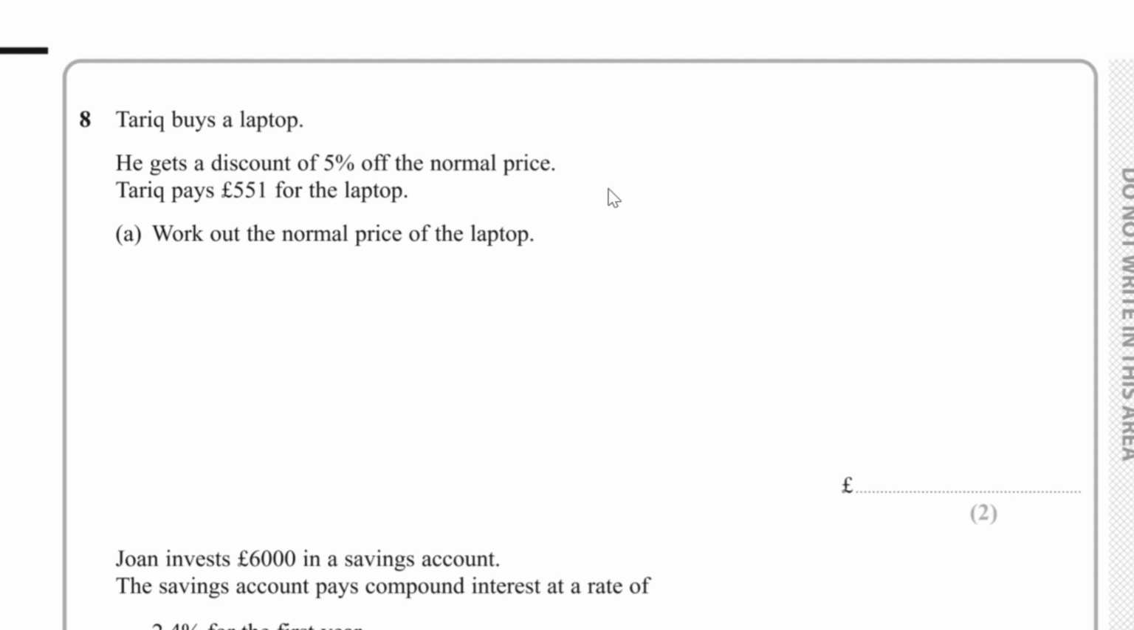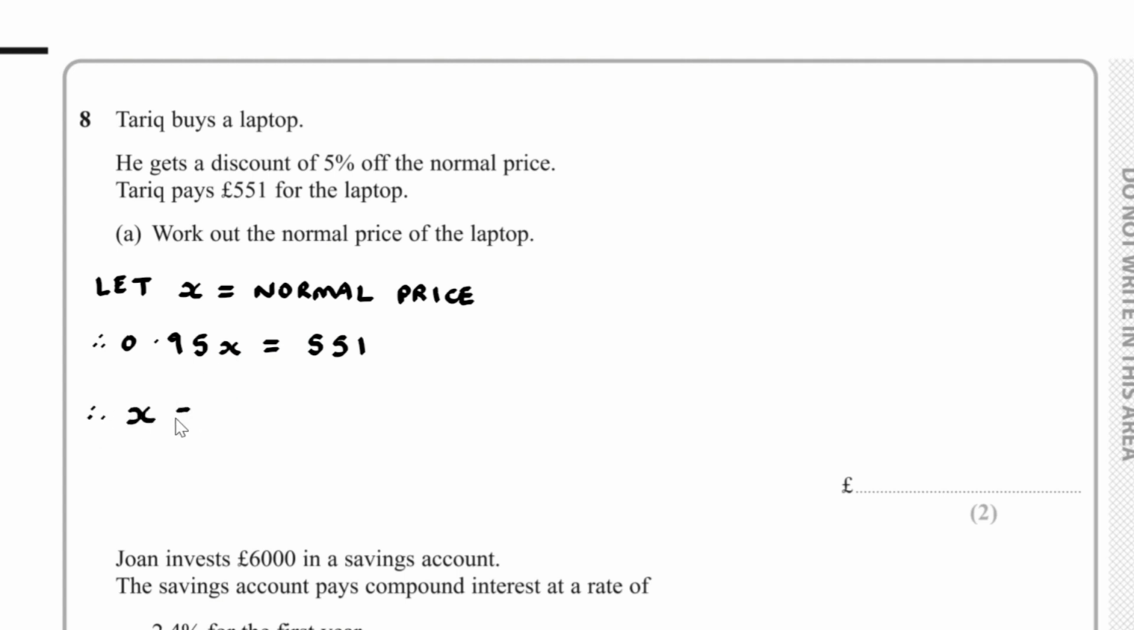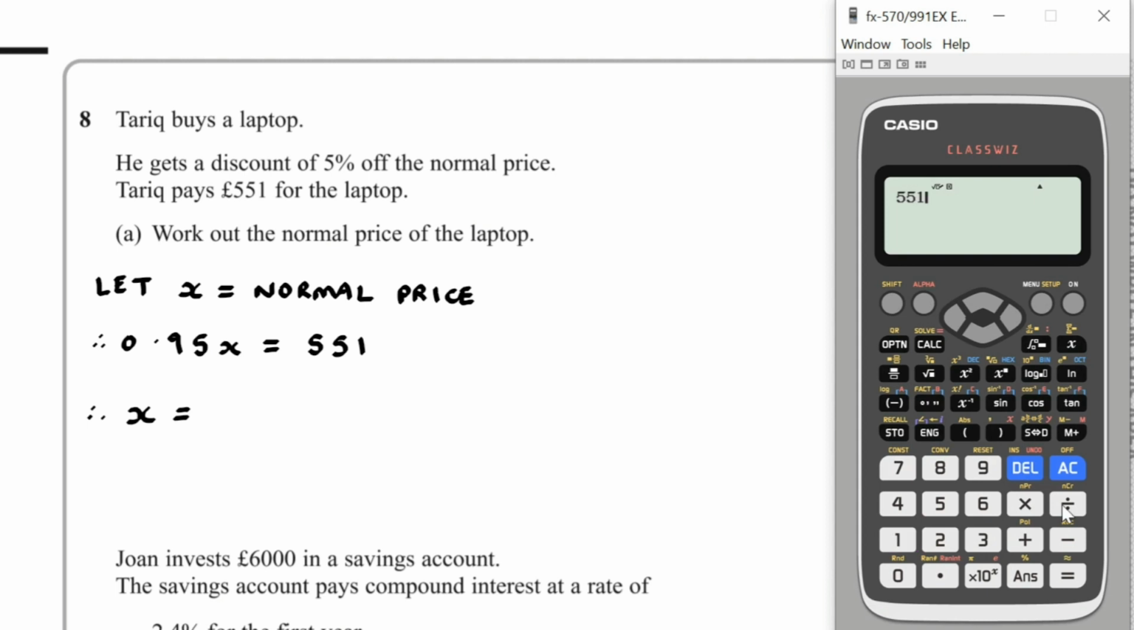Question number 8. Tarek buys a laptop. He gets a discount of 5% off the normal price. Tarek pays £551 for the laptop. We have to work out for part A the normal price of the laptop. Well, if x is the normal price, that means I've got 0.95x, that's including the discount, so that's a 5% discount. This is equal to 551. So if I work out what x is, it turns out we get 580.